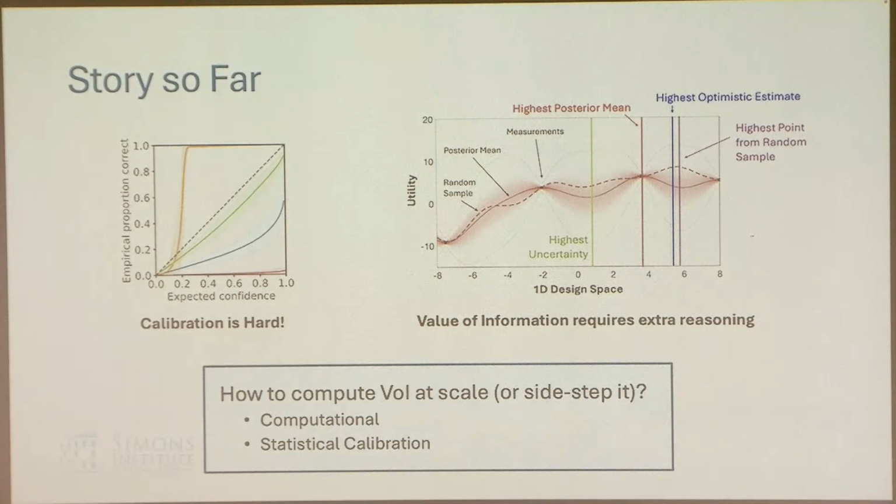And so, as we transition to the latter parts of this talk, one of the questions I really want to focus on is how do we compute this value of information at scale? Or in some cases, sidestep it altogether. And this can help us scale better in terms of computational costs and in terms of better statistical calibration with less data or using prior data even in the presence of domain shift.